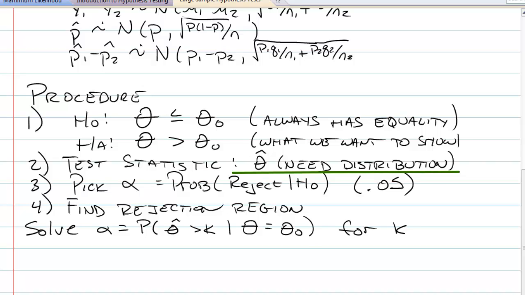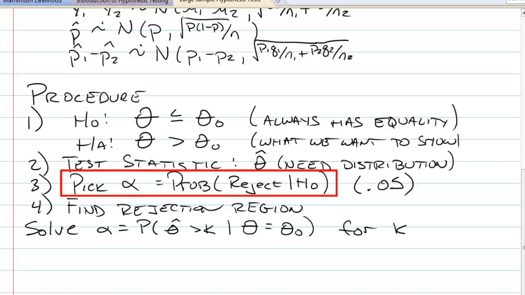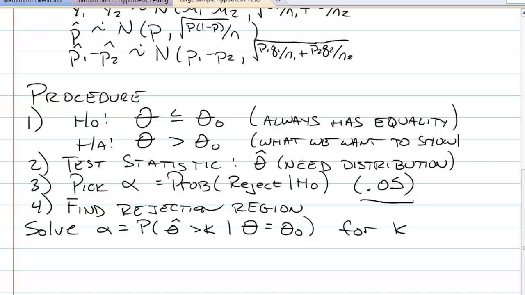We need the distribution of theta hat, and that's where the central limit theorem is going to come in for us, because that distribution will be normal. Third, we need to pick alpha. If you remember from our introduction to hypothesis testing, alpha is the probability of a type 1 error. That is, the probability we reject the null given that the null is true. Typical values that people use for alpha is 0.05. That's sort of the de facto standard.